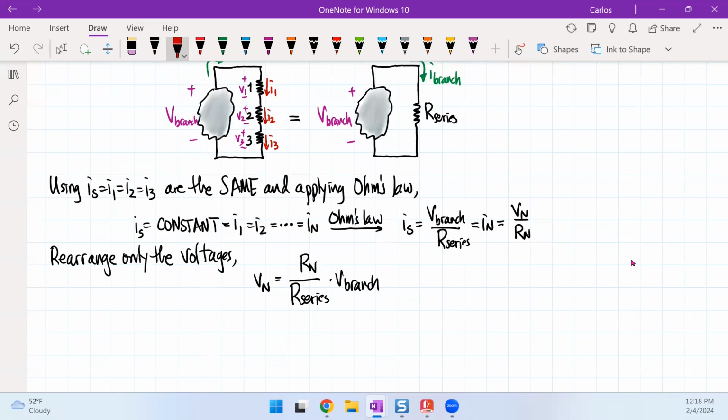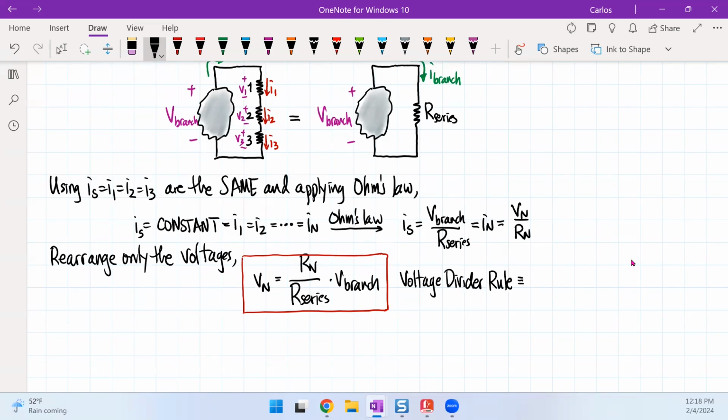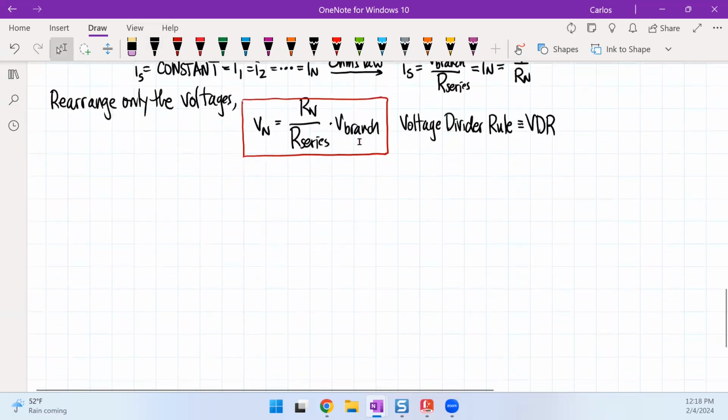Once again, this is our equation for the voltage divider rule, right? So this guy is the voltage divider rule, which we define as VDR. A very, very powerful equation and extremely, extremely useful.